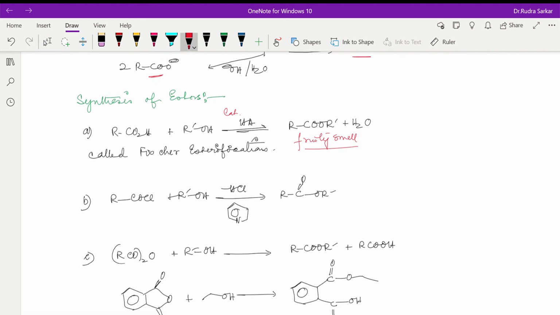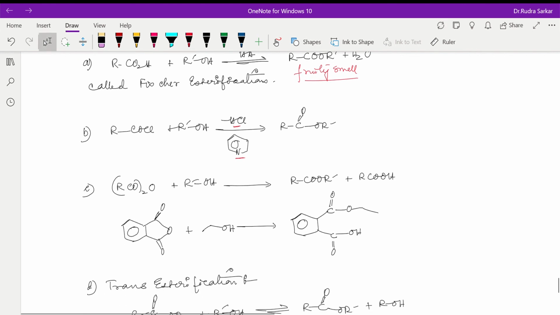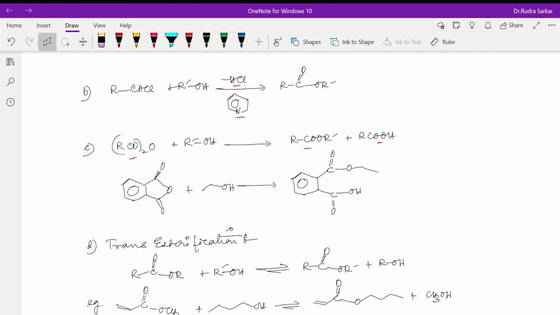Now you can also do that with acid chloride and alcohol. I've discussed this before. The pyridine is used to kill the HCl. Okay, same thing, alcohol and anhydride gives you one molecule of ester and along with that the acid. However, if you have a phthalic anhydride, which is interesting, here one of the units will be forming the ester and the other unit will be forming the acid.